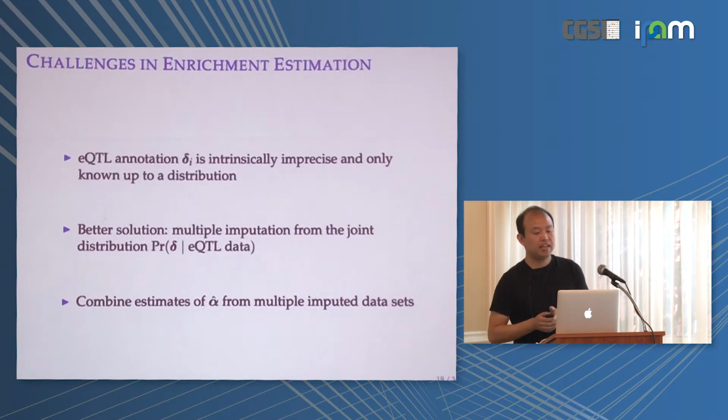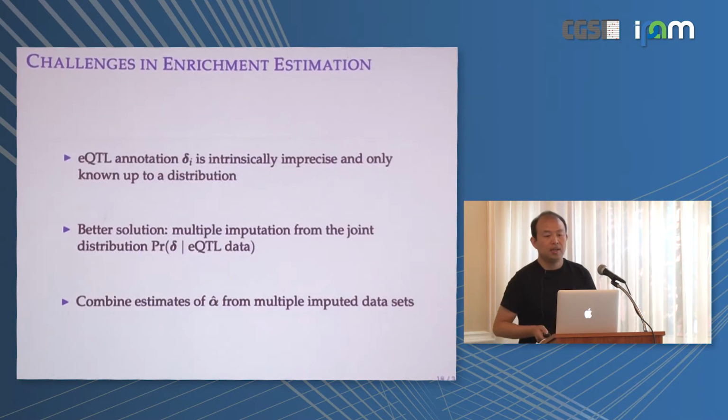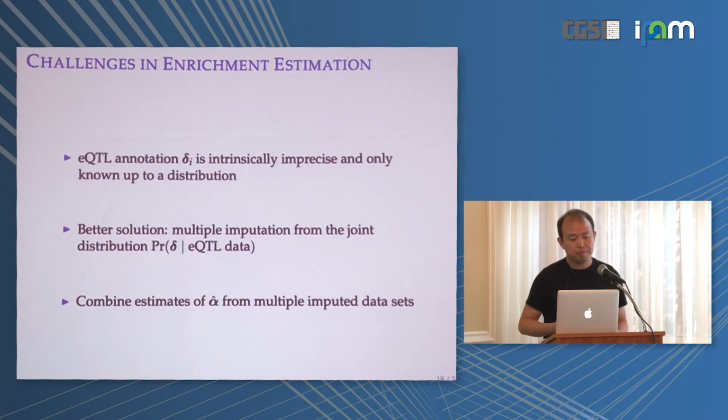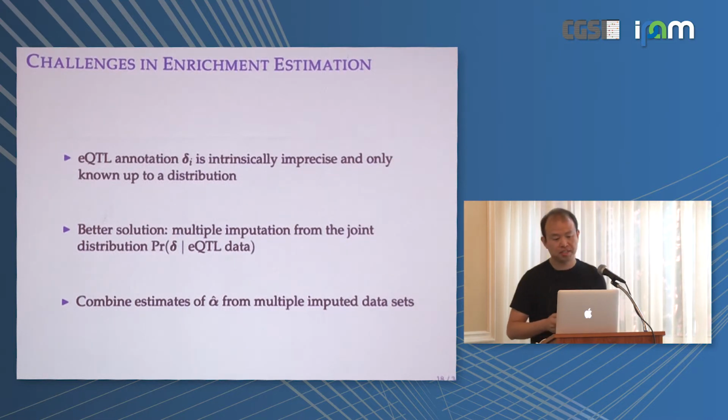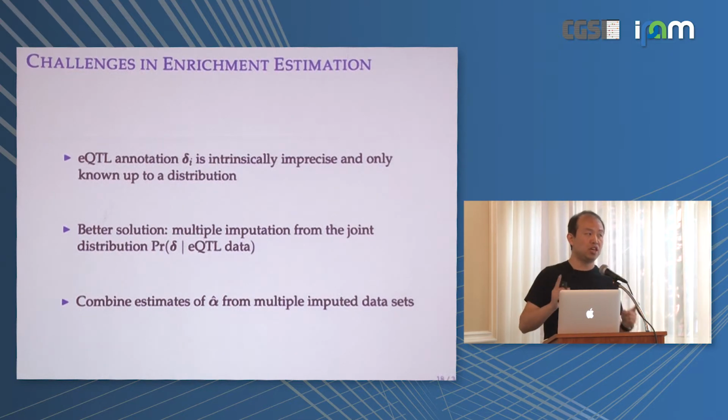The only thing left is how to calculate the gamma, which I will say a little bit later. There are additional challenges in enrichment estimation. The eQTL annotation is intrinsically imprecise, as we discussed, and is only known up to a distribution, based on our model. So instead of just classifying 0 or 1 according to the probability, the better solution is already known to statisticians in fields like survey sampling and biostatistics, like survival analysis.